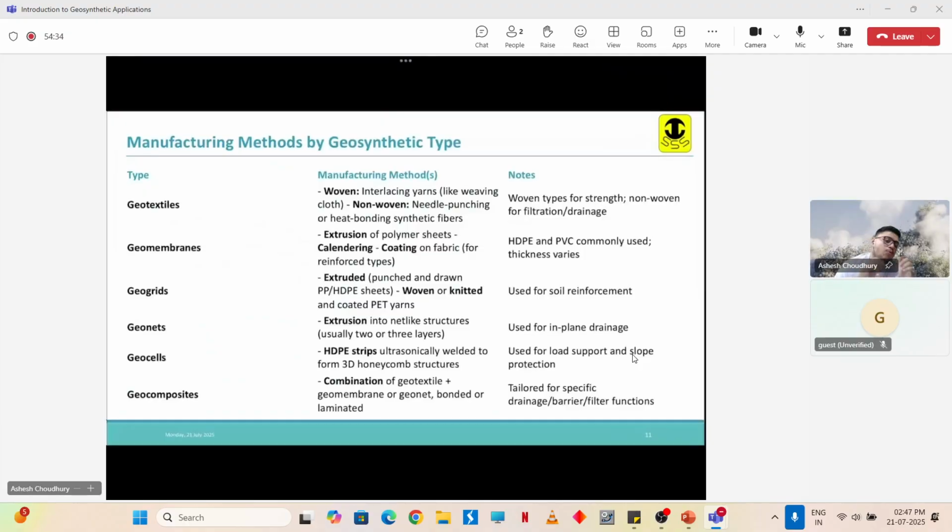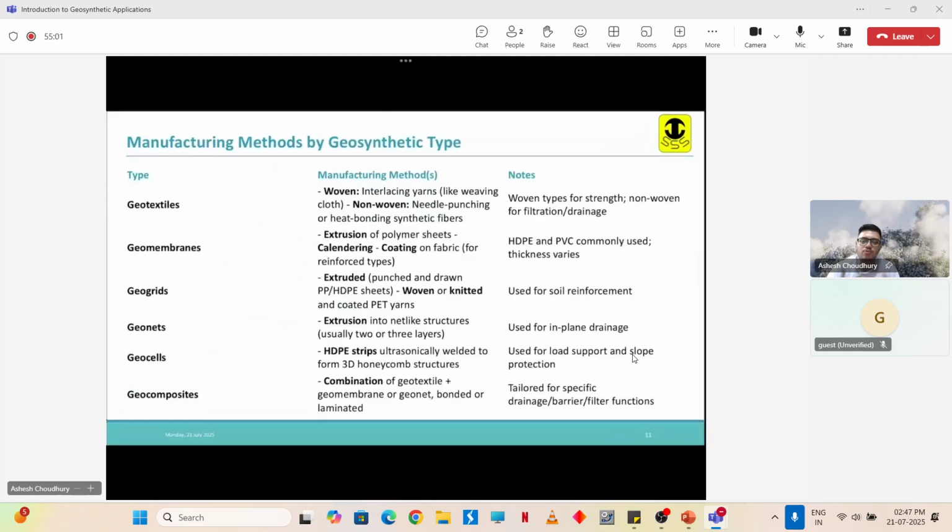Where we use which is also mentioned here. Woven geotextile is used for strength purposes, wherever you want reinforcement, separation, all those things. Generally we try to use woven geotextile. And non-woven geotextile we generally use for filtration or drainage purposes. Non-woven geotextiles are used for those purposes.